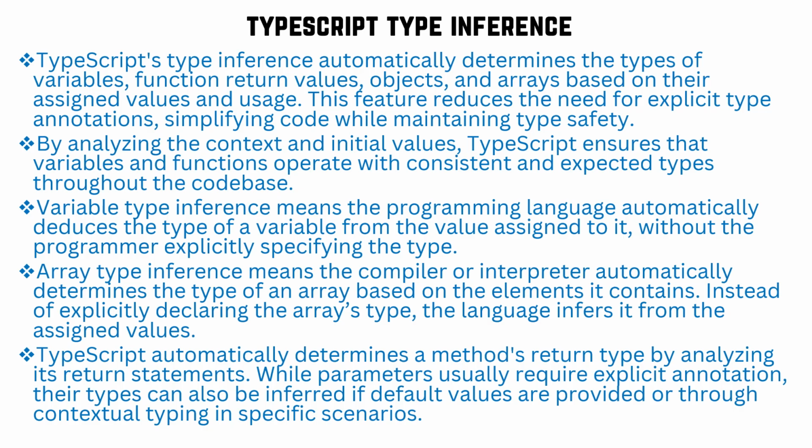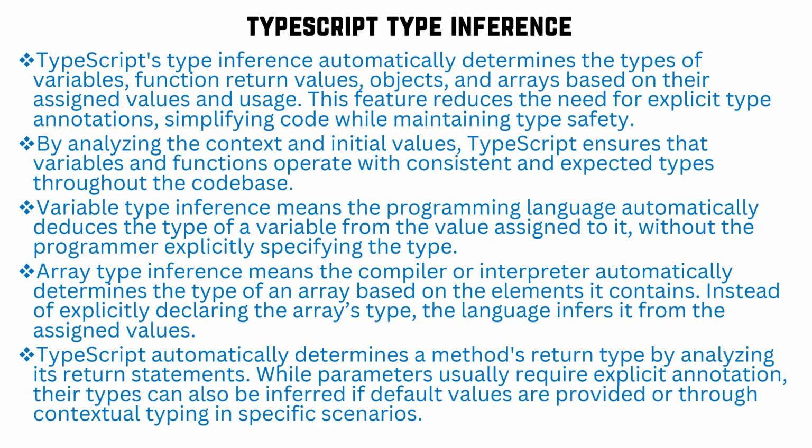Array type inference means the compiler or interpreter automatically determines the type of an array based on the elements it contains. Instead of explicitly declaring the array type, the language infers it from the assigned value. TypeScript also automatically determines the method return type by analyzing its return statement. While parameters usually require explicit annotations, their type can also be inferred if default values are provided or through contextual typing in a specific scenario.